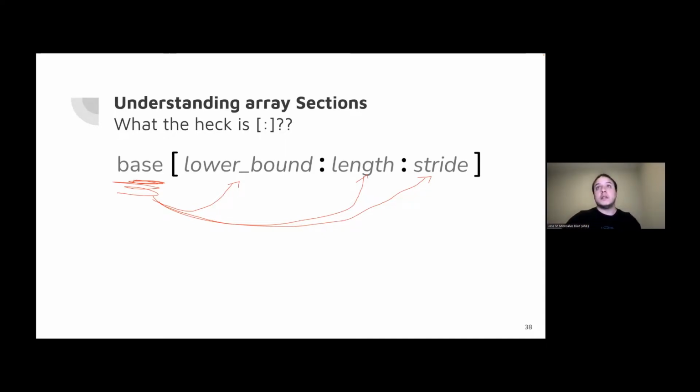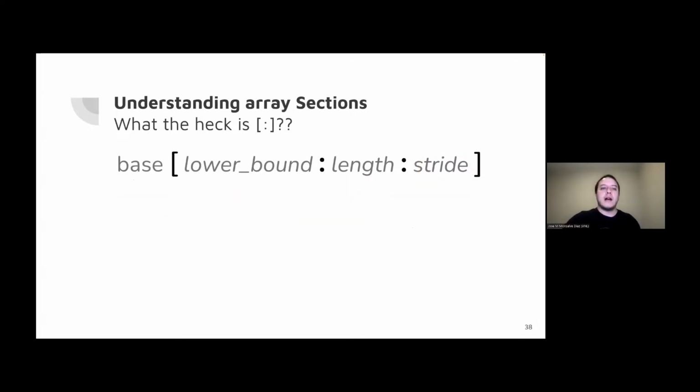Just to say something here, stride is currently not supported by any compiler. It is part of 5.1 or 5.2. So it is there, but it hasn't been really implemented. So I'm not going to be discussing that much the stride axis, okay?